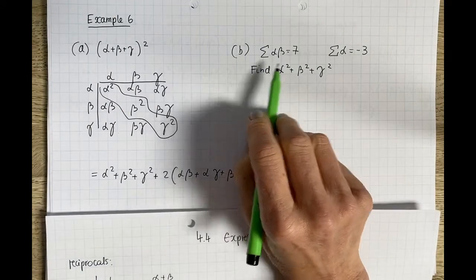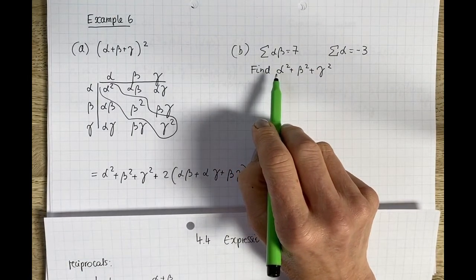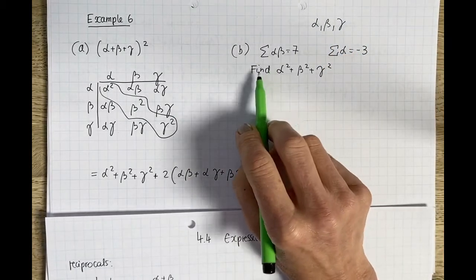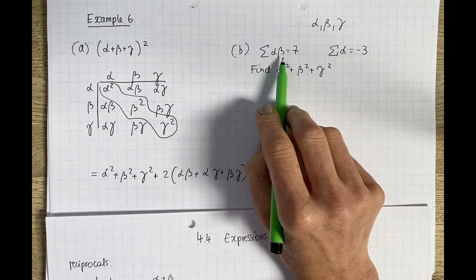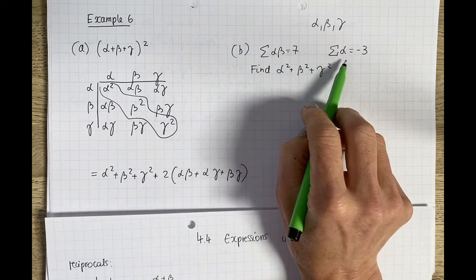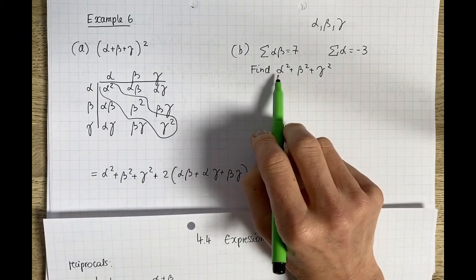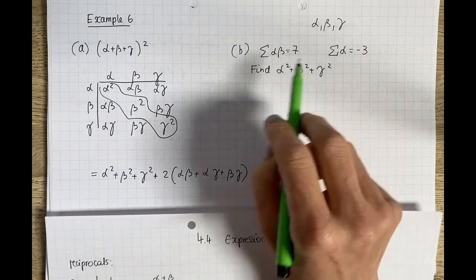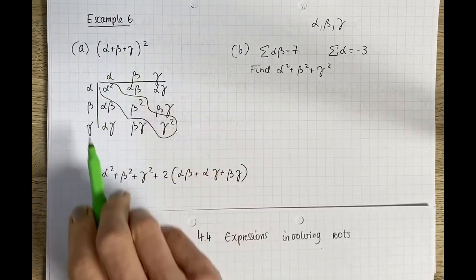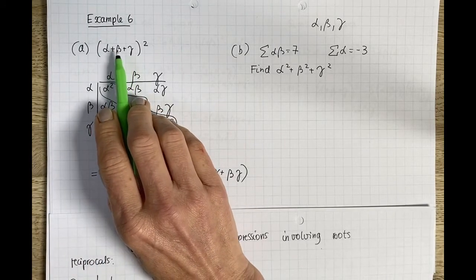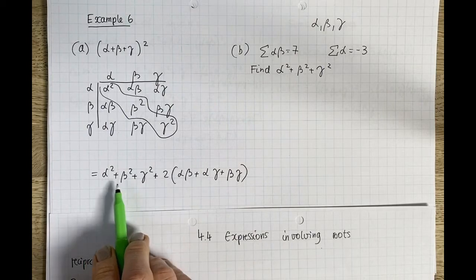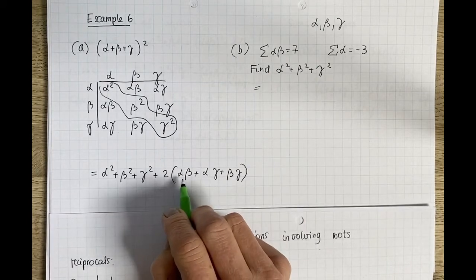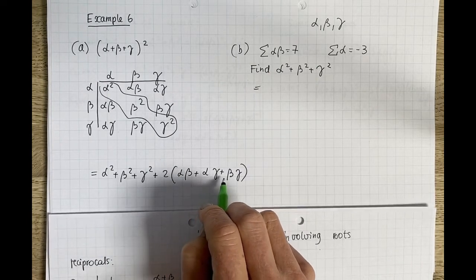Okay, so over here we've got in part B a cubic equation with the roots alpha, beta, and gamma, and they are such that the sum of the pairs of roots is equal to 7, the sum of roots is equal to -3, and hence find alpha squared plus beta squared plus gamma squared. So when you get a question like this, you know you need to go back to this result over here, that when you expand alpha plus beta plus gamma squared, you get alpha squared plus beta squared plus gamma squared, plus 2 lots of alpha beta plus alpha gamma plus beta gamma.